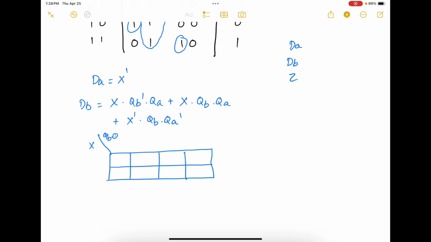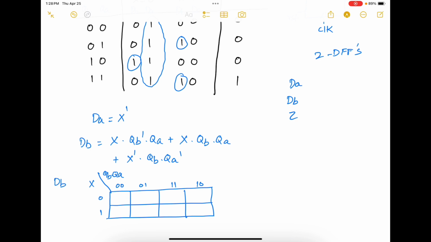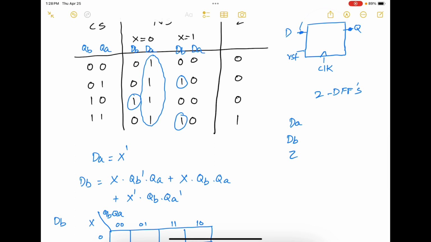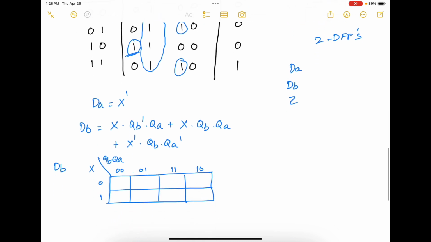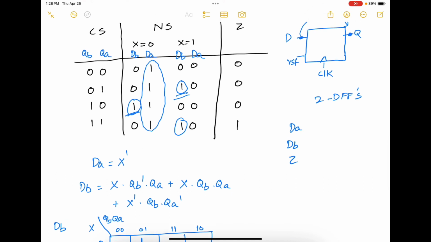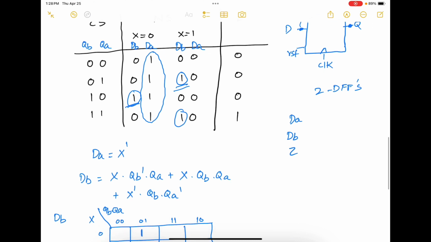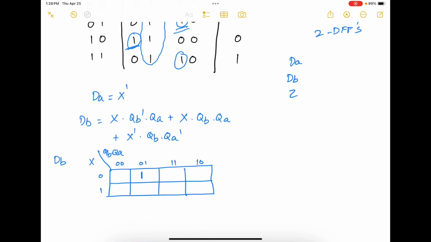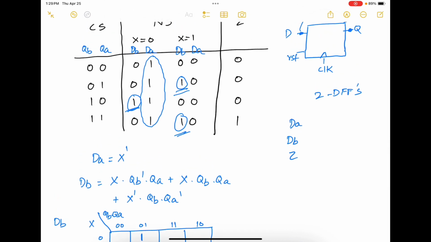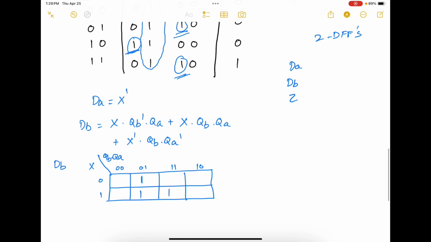X, QB, QA: 0, 0, 0, 1, 1, 1, 1, 0 and 0, 1. So this is for DB. DB is asserted when x is equal to 0, QB equals 1 and QA equals 0. So 0, 1, 0. Next it is asserted for x equals 1, QB equals 0, QA equals 1. So that's 1, 0, 1. And finally, it is also asserted when x is 1, QA is 1 and QB is 1. So that's 1, 1, 1.